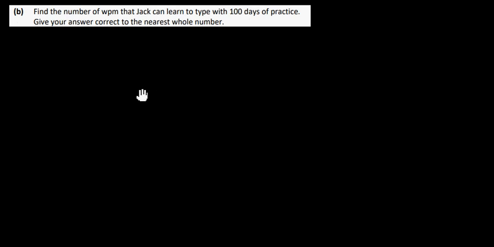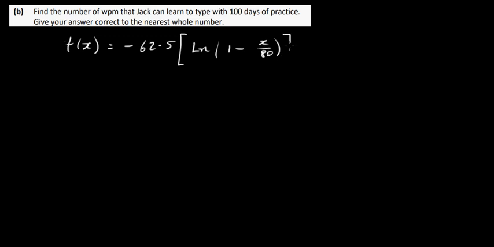Find the number of words per minute that Jack can learn to type with 100 days of practice. Give your answer correct to the nearest whole number. So this time we've got to work out what x is, and we're given the time. So we're going to do 100 days of practice. So again we have our function, which is t of x is equal to, now we know what k is, minus 62.5, and then we have our log of 1 minus x over 80.